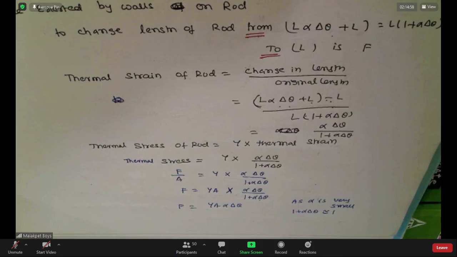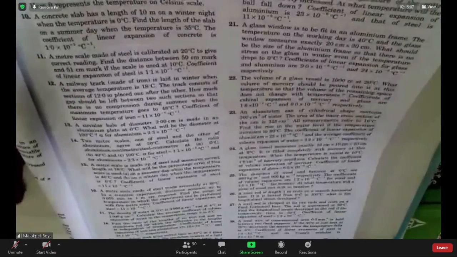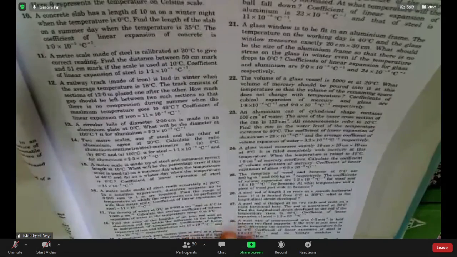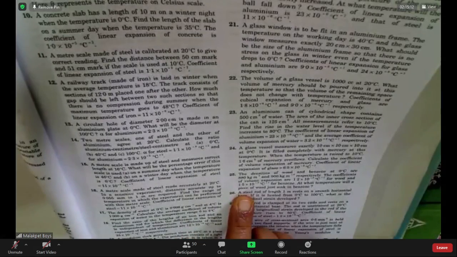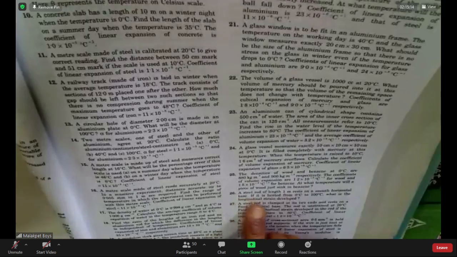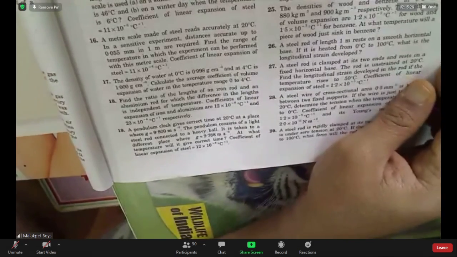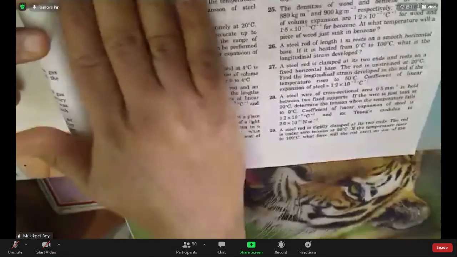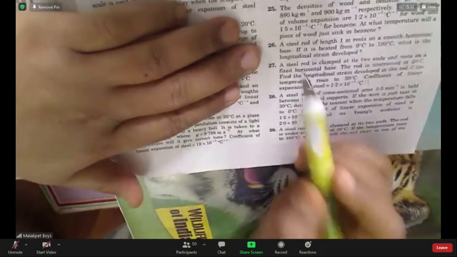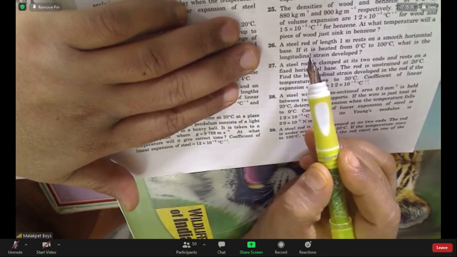Completed? Yes, sir. Which question, sir? It's the 26th question you read. Note down: a steel rod of length 1 meter. It's the 26th. Note down this. Yes, sir. Noting, sir.